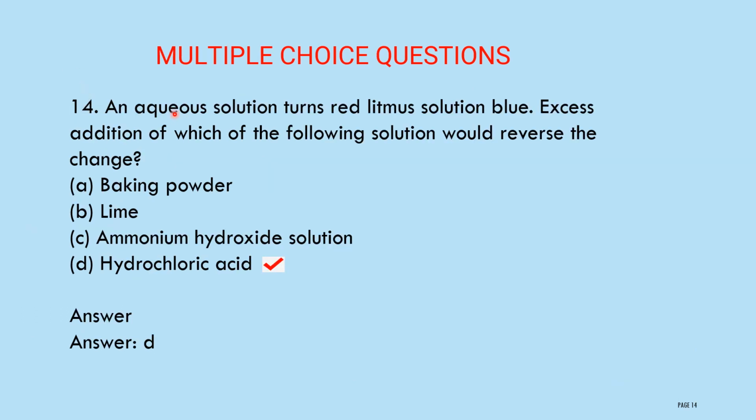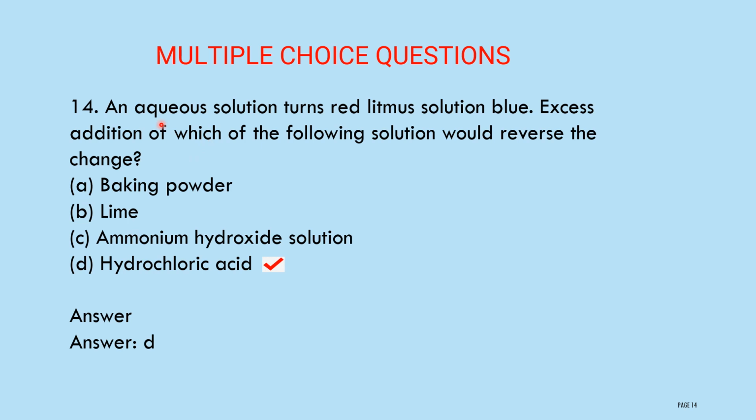Question number 14. An aqueous solution turns red litmus paper to blue. Excess addition of which of the following solutions would reverse the change? First option, baking powder. Second one is lime. Third option is ammonium hydroxide solution. Fourth one is hydrochloric acid.